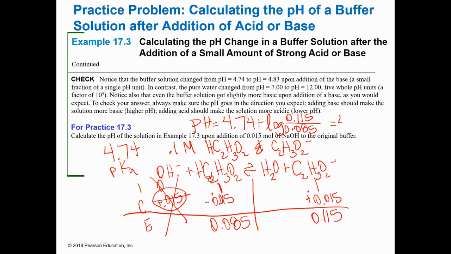And I get 4.87. So notice before I had 4.83, I added 0.005 more moles of sodium hydroxide, and it brought my pH up some. Just remember, if you're adding base, your pH should be coming up. And if you're adding acid, it should be coming down.